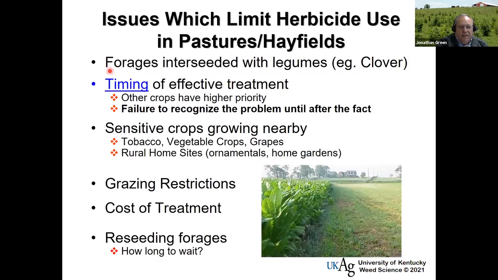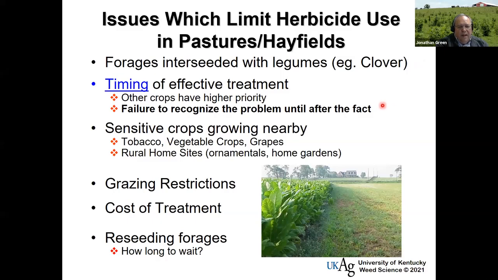Now, I've spoken a little bit about herbicides, but there are some issues, obviously, that limit herbicide use in grass pastures. As you go down this list, the first and foremost I've already mentioned is that those herbicides, for all practical purposes, cause significant or partial damage to clover. So where we're trying to grow legumes with our grasses, that's a real dilemma for us, because those herbicides are also going to impact those clovers.